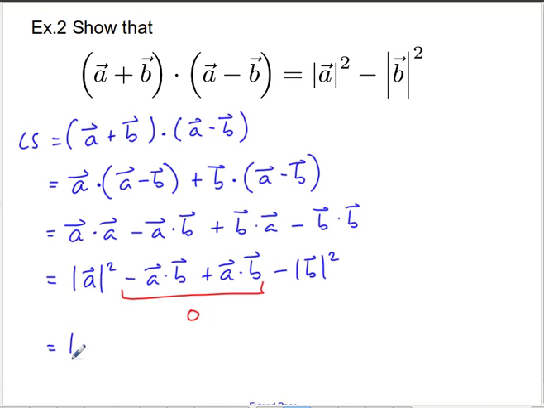And so when I go ahead and clean this up, I end up with the magnitude of A all squared minus the magnitude of B all squared. And left side is equal to the right side as requested.